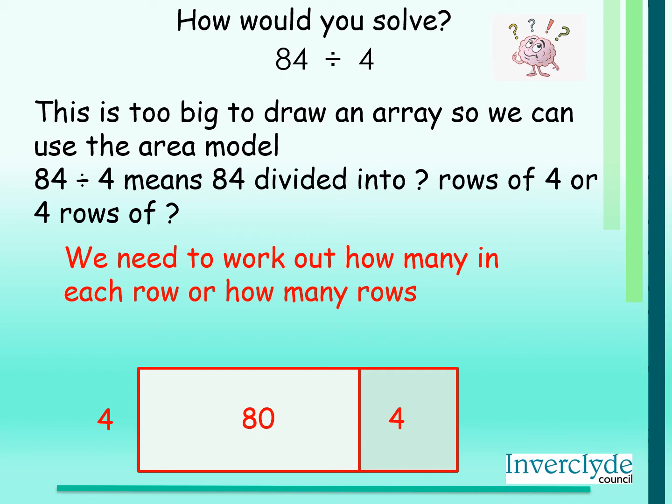80 divided by 4 is how much? And 4 divided by 4 is how much? 80 divided by 4, of course, is 20, and 4 divided by 4 is 1. So 84 divided by 4 is 21. Can you see how the area model helped us to work that out?